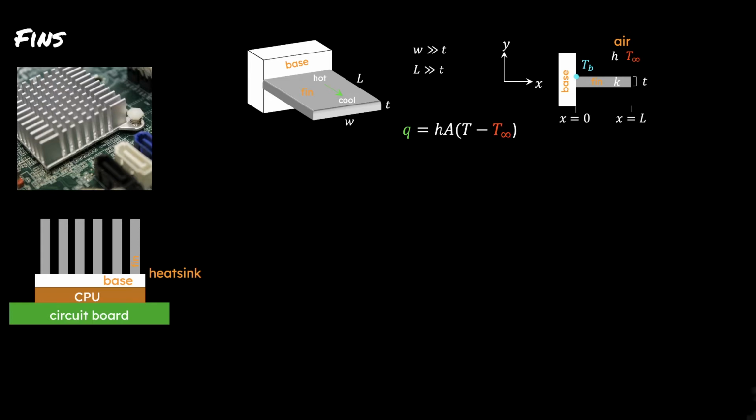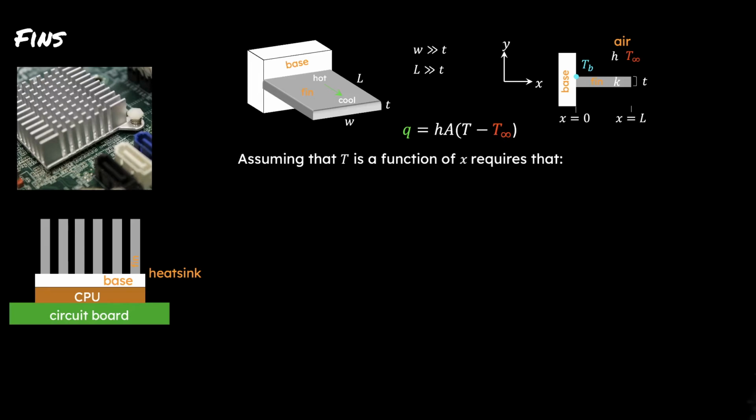The heat current here is q equals h times A times T minus T infinity. And the key effect of the fin is to increase this value of A so that we can create a larger heat current. The addition of the surface area, though, can of course change the temperature distribution, which is what we're interested in.